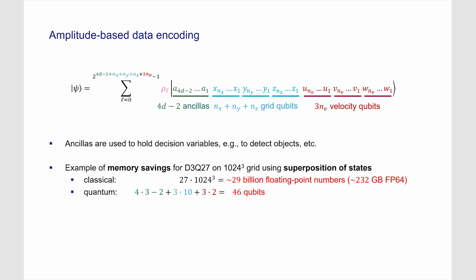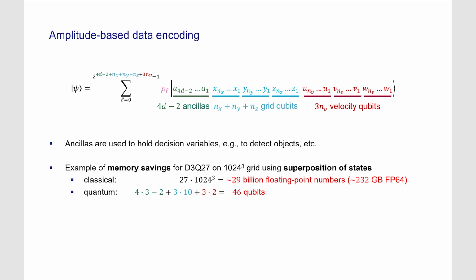And again, don't quote me on that. This is just a very rough calculation of how excessive this memory saving could be. If we are in 3D on a 1024 cubed grid, classically we would have something like 29 billion floating point numbers. If we do double precision, that would be something like 230 gigabytes. It fits on a desktop machine, a bigger one, but that's the order of memory we would need.